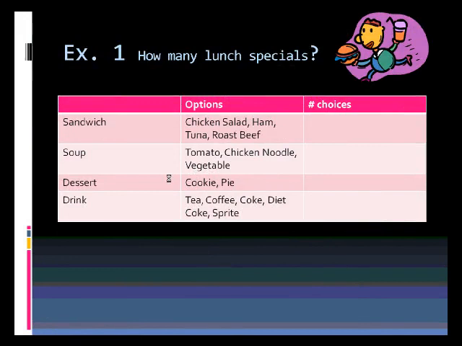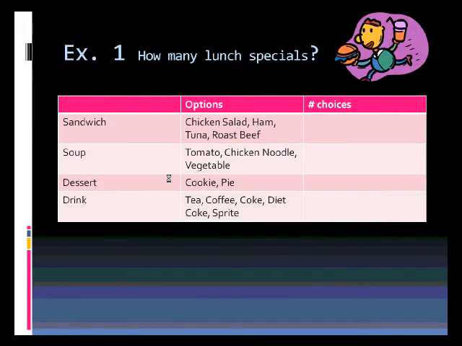There you go. So what I mean by different possibilities, different arrangements, is that if just one thing is different, that's a different arrangement, okay? So if I do chicken salad, tomato soup, a cookie, and tea, that's different than chicken salad, tomato soup, cookie, and Coke, all right?